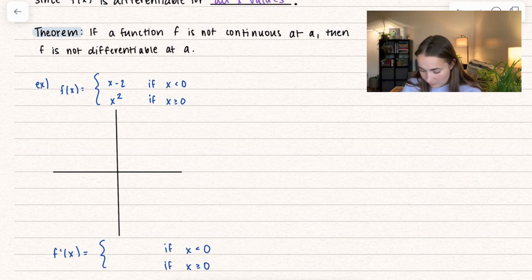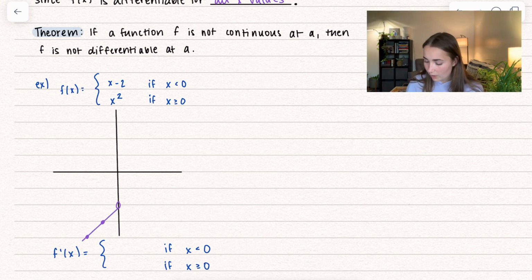We're going to go ahead and graph both sides of this. So first, let's graph x minus 2. If I plug in 0, I get negative 2, but I have a hole there because I don't actually equal 0. And from there, when I plug in values, negative 1 minus 2 is negative 3, negative 2 gives me negative 4, and I have a function just like this.